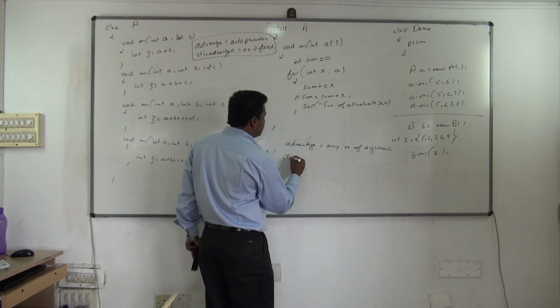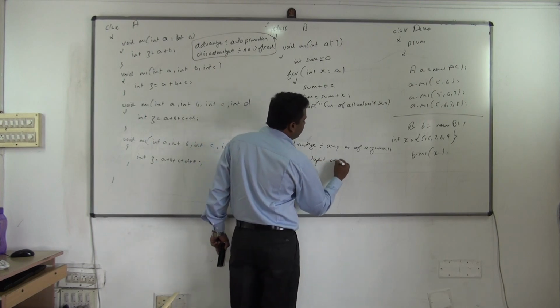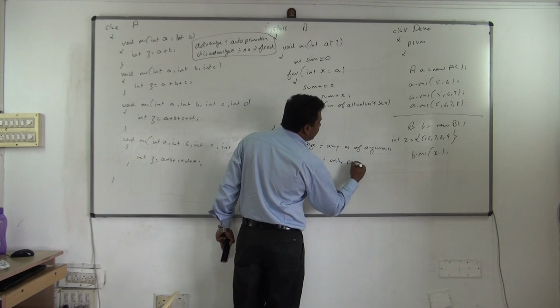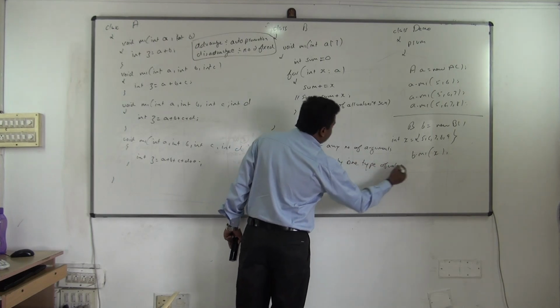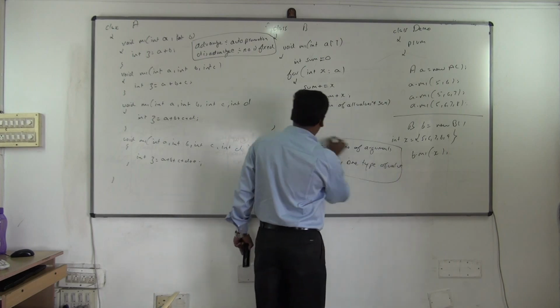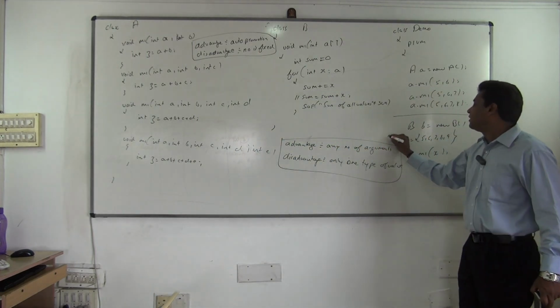But what is the disadvantage? Only one type of value. I mean, one type of value means what? Only integer values here. I'll try to send an array of double. See this. Instead of int x, try to send double.